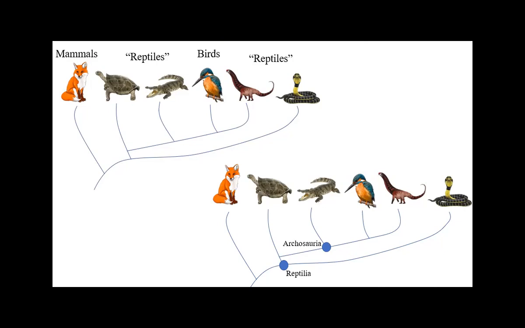So there's a clade now. It doesn't matter what the level of that clade is. We're going to forget that. Archosaurs. This kingfisher and this crocodile are both archosaurs. That dinosaur is also an archosaur. Archosaurs, all of them are reptiles.